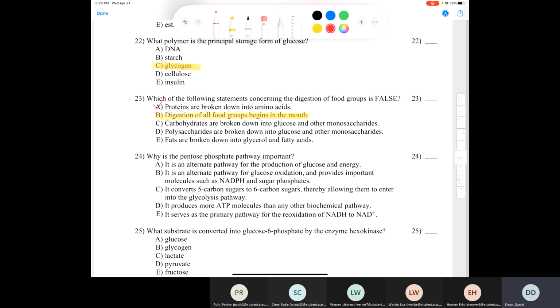If we look at the other answers, carbohydrates are broken down into glucose and other monosaccharides. That's true. Polysaccharides are broken down into monosaccharides. Correct. Fats are broken down into glycerol and fatty acids. That is also perfectly correct.